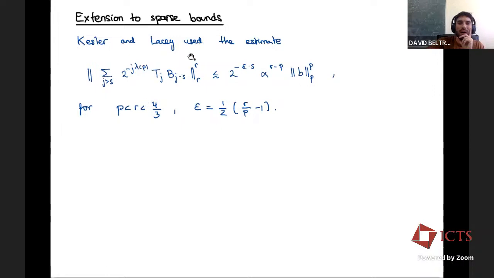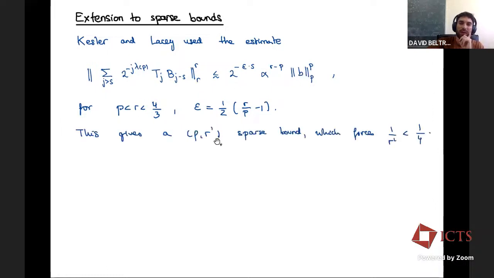So this has the constraint of having 4/3. When one tries to run this into the sparse machinery argument, that gives you a P to R prime sparse bound. And this forces the 1 over R prime exponent to be smaller than 1 over 4 because of this 4/3 here. So the dual exponent is 4, the threshold for the dual exponent is 4, and therefore we have this constraint. And that's what Kessler and Lacey obtained.